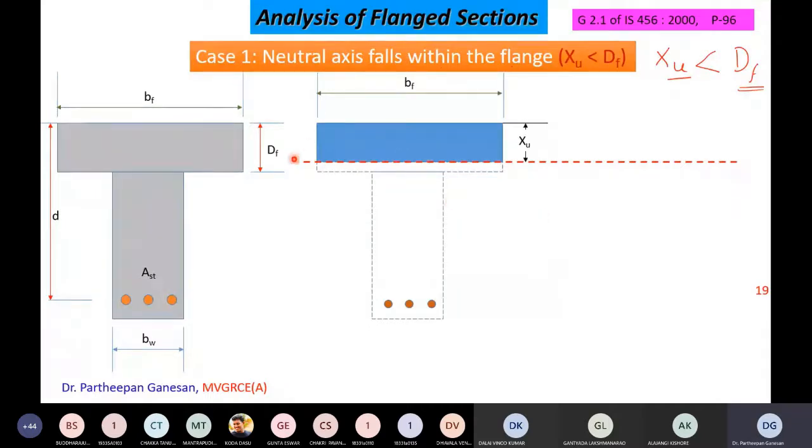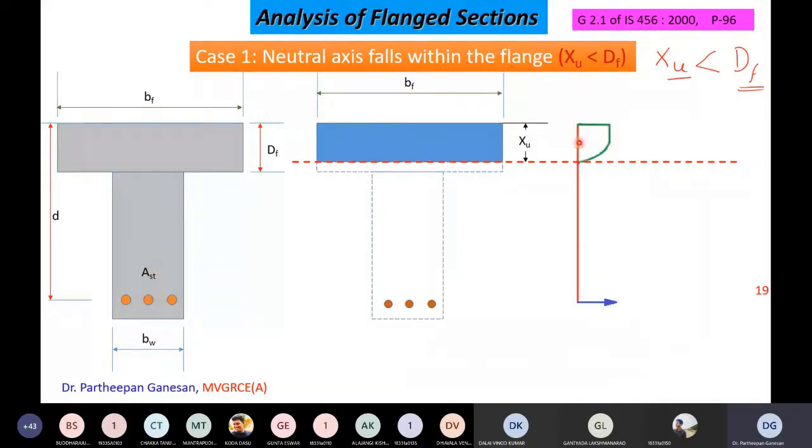What is the shape above the neutral axis? Although it is a T-beam, suppose the neutral axis falls within the flange, you again have only a rectangle of BF and XU size. So now if you draw the stress block as per IS 456 in figure 22, it will be like this only.